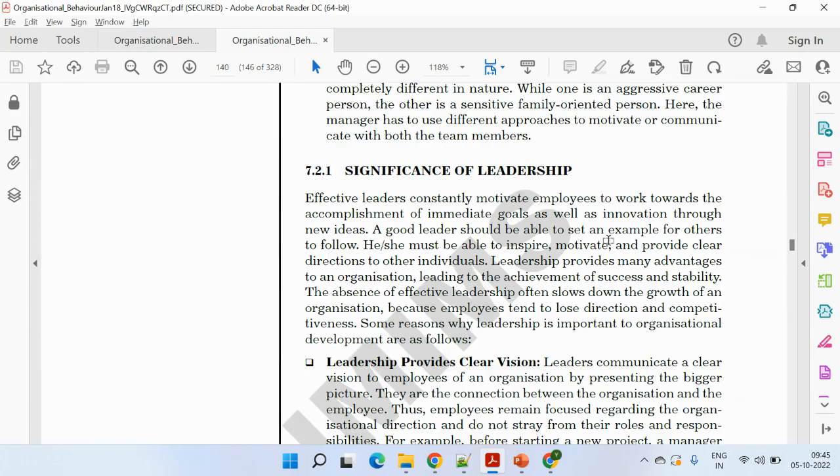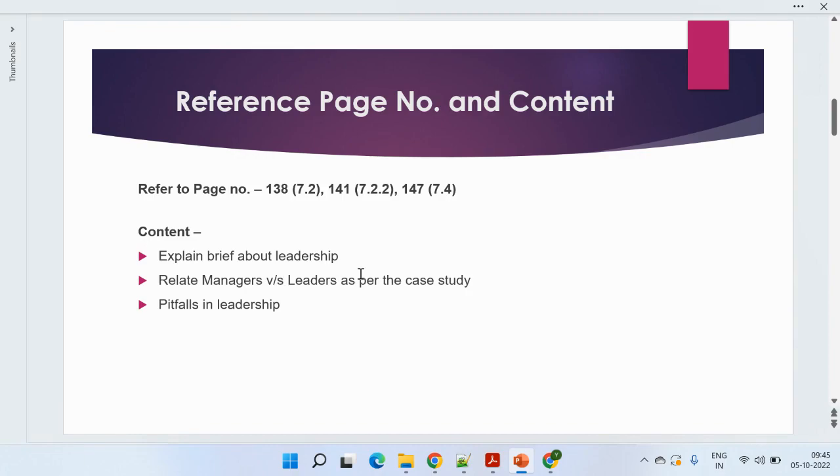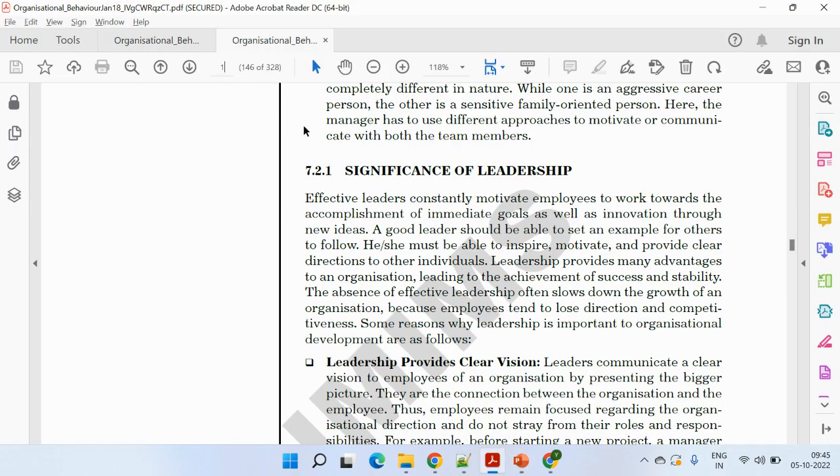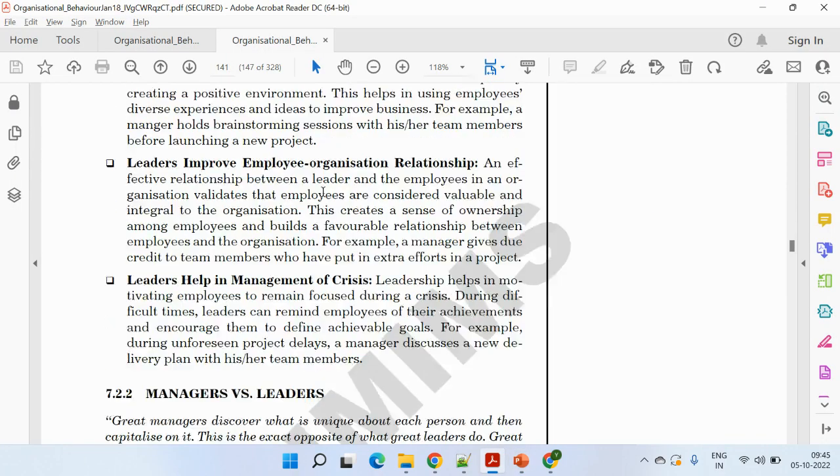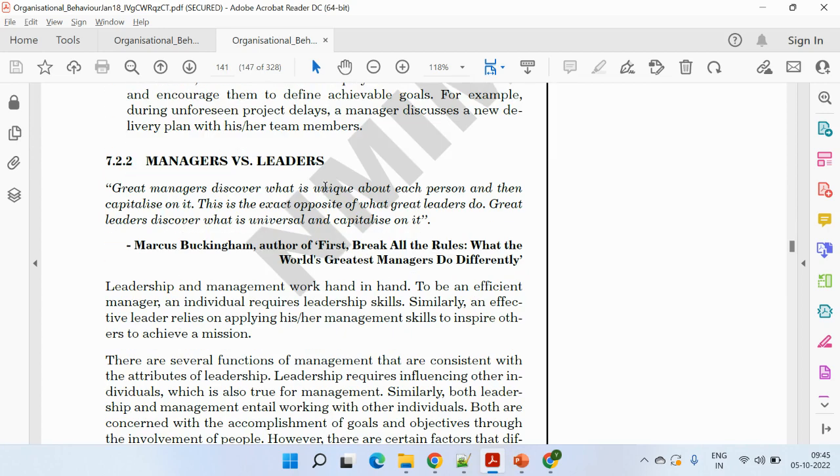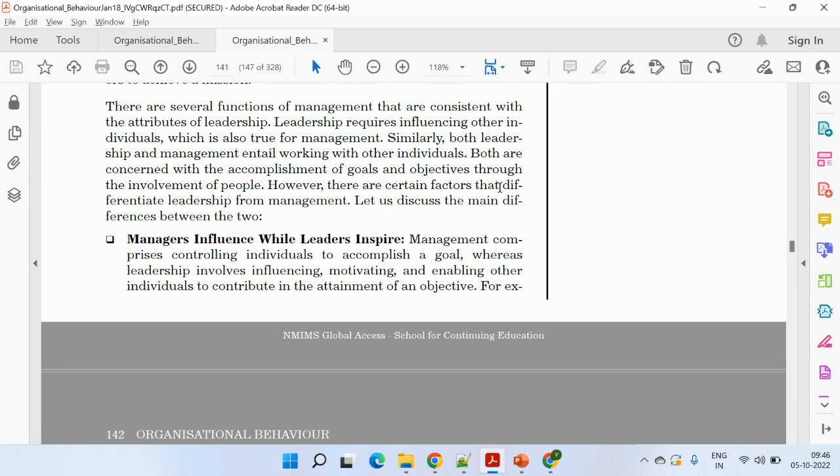Then the next part comes on page number 141, managers versus leaders. Why do we need to refer to this content? Because when you read this content, you can relate more to the Ajay Amar story, right? Managers influence while leaders inspire. So in this case you see that he was very adamant about his work.